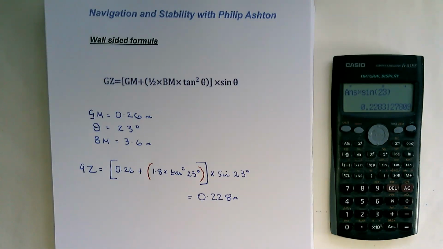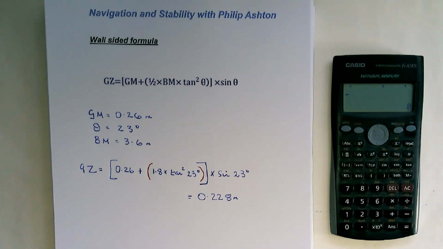We'll just do a video looking at the wall-sided formula because it does create problems for students to use, and that's the formula written there. And you can see that we have tan squared theta. So I'm just going to show you what I think is a very simple way to do this.